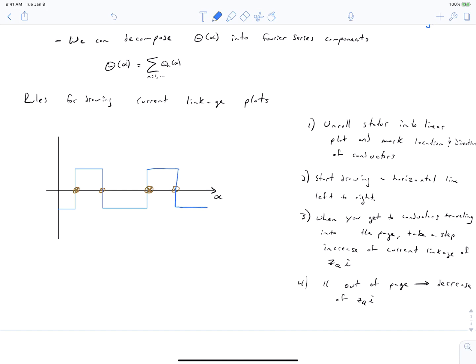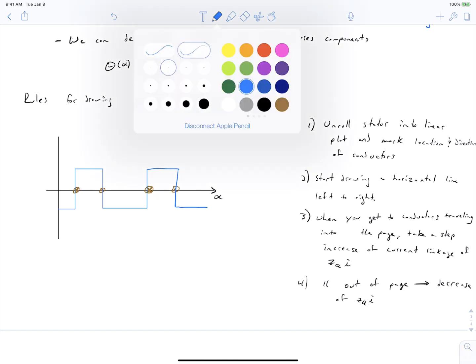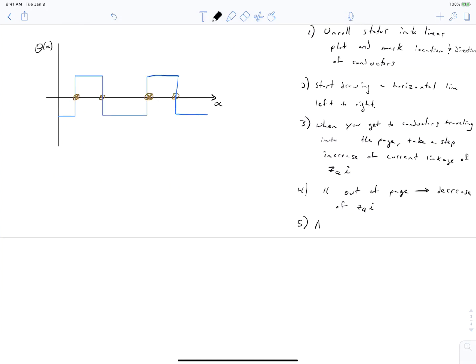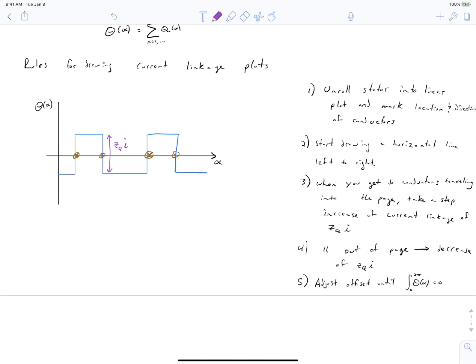And then you're going to add a DC offset. You have to add an offset until the integral of theta of alpha equals 0. To actually work this example through, I'd have to define the angle location of these conductors, and then you could iterate on it until you figure out what the DC offset should be. We'll save that for another example.